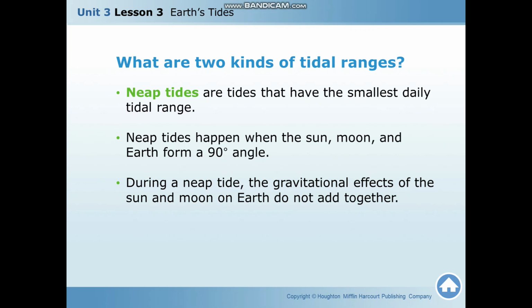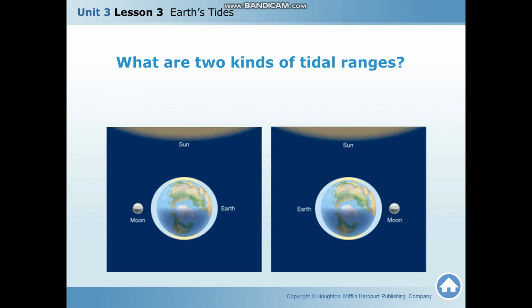During a neap tide, the gravitational effects of the sun and the moon on earth do not add together or cancels out. That's why neap tides are tides that have the smallest daily tidal range. Take a look at this. So earlier, the spring tides happen during new moon and full moon. Now, during which moon phases do neap tides occur? If you've answered during first and third quarter, then you are right.